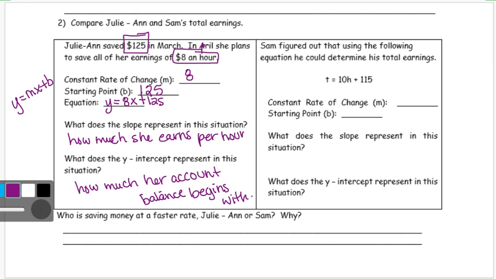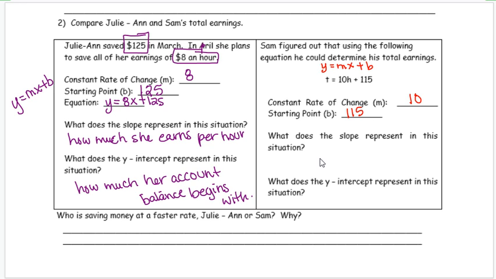All right, so now let's do the same for Sam. Sam figured out that the following equation could be used to determine his earnings. T equals 10h plus 115. So this time we're given an equation. Now you may notice that this kind of looks like the same form of y equals mx plus b. So in that case, what would be the rate of change? What is being multiplied that would change depending on how much is worked? Well, the 10h, so that would be 10 as the slope. And then the starting point, well, that would be the plus 115.